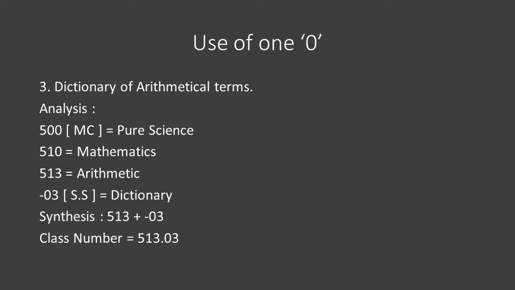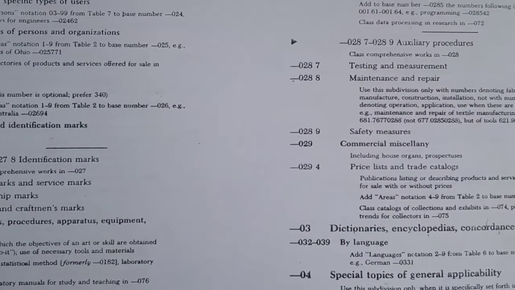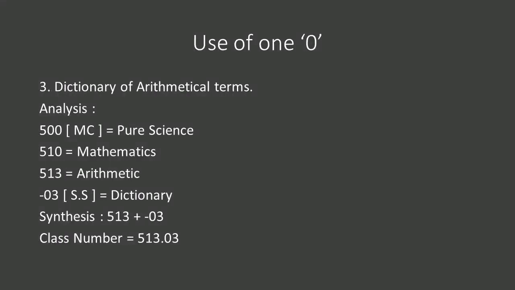Dictionary is taken from SS, standard subdivision, and synthesis 513 plus dash 03. It is not minus 03, it is dash 03, because in standard subdivision before every notation you will find a dash, that is why I have written in the synthesis dash 03. And in the class number I have written 513 for the arithmetic and 03 for dictionary. Here I have not removed any digit because there is no 0 at the end of the main classes.